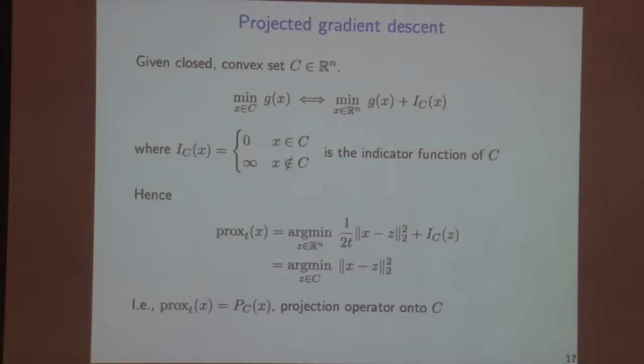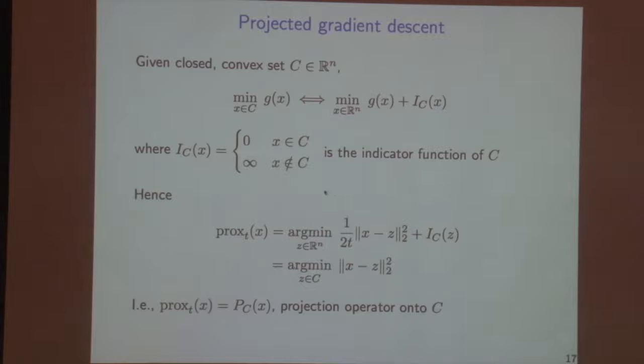So I'm just going to go through these very quickly. We're already behind. But projected gradient descent is something that is quite useful. If you have a constraint set and you're trying to minimize a smooth function subject to constraints, then we can use what we call projected gradient descent, provided that we know how to project onto the constraint set.